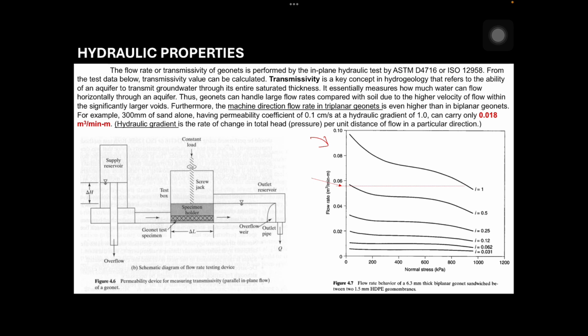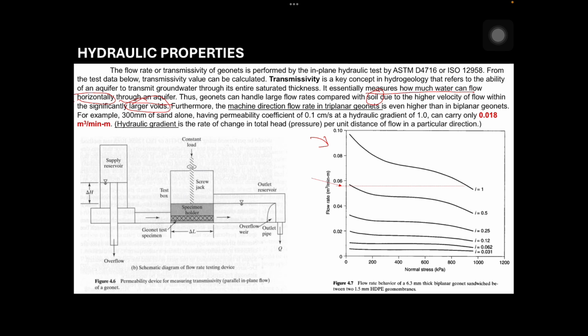Transmissivity is a key concept in hydrogeology that refers to the ability of an aquifer to transmit groundwater through its entire saturated thickness. It is essentially the measure of how much water can flow horizontally through an aquifer. Thus, geonets can handle large flow rates compared with soil only, due to the higher velocity of flow within the significantly larger voids. Furthermore, the machine direction flow rate in triplanar geonets is even higher than in biplanar geonets, as we've said a while ago.